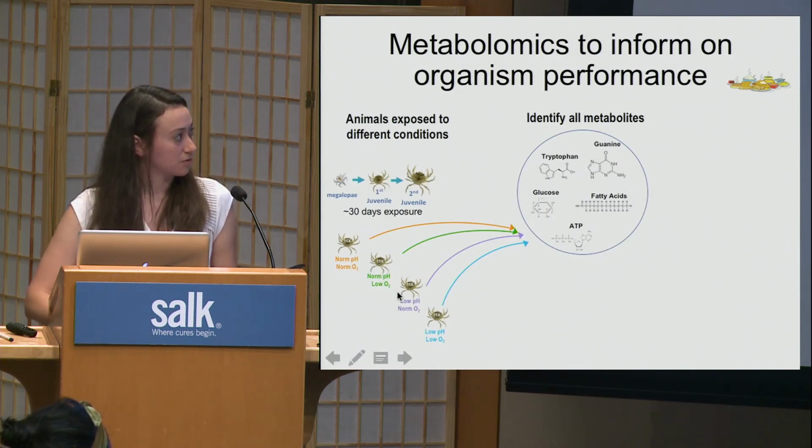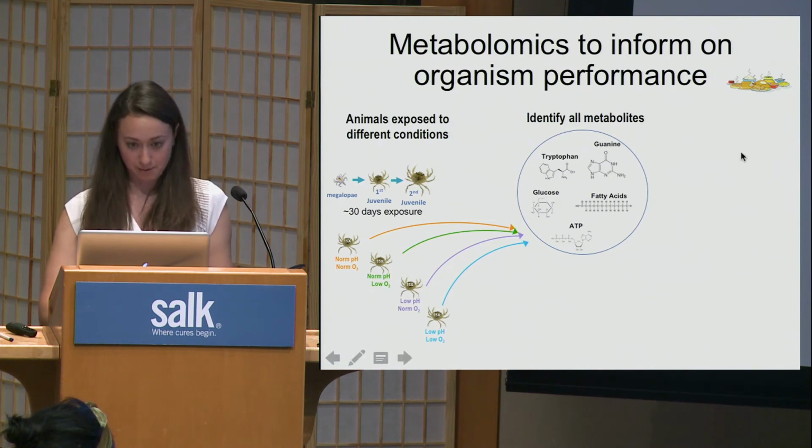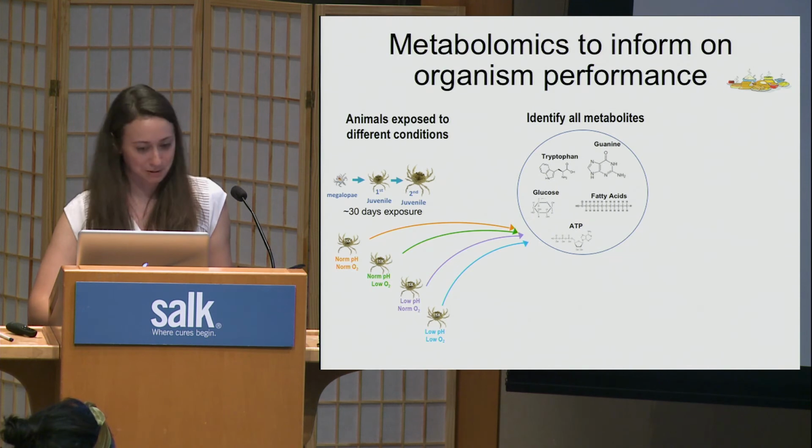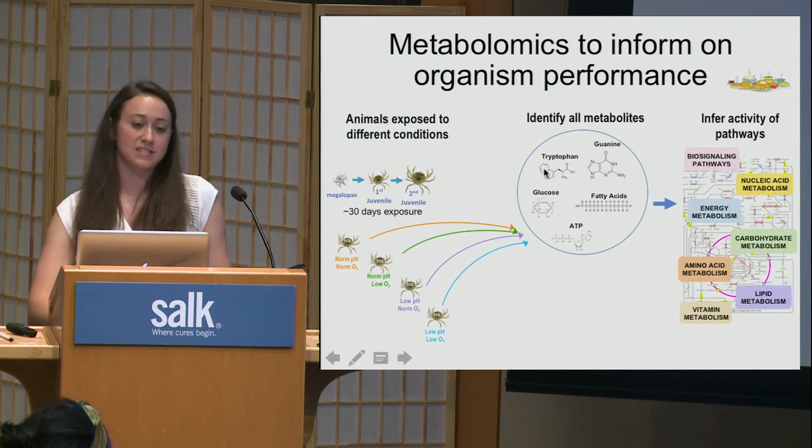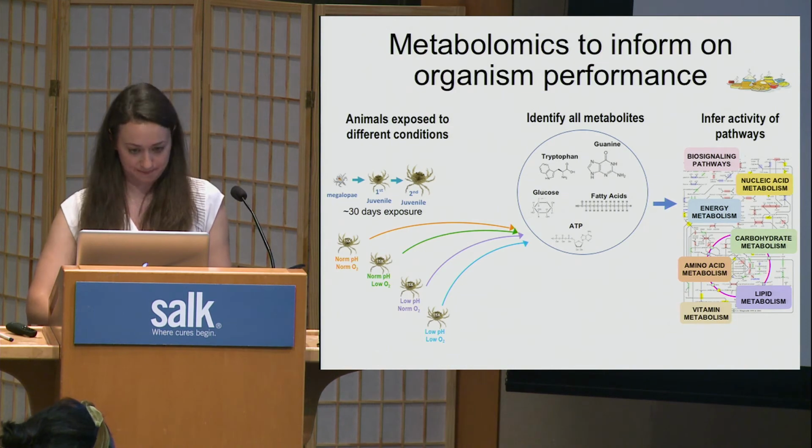Fifteen crabs from each different treatment were sent for metabolomics analysis at the UC Davis Metabolomics Core. And remember, this is the food that is made at the end of the meal, the metabolites. And from this data, we can infer the activity of different biological pathways.